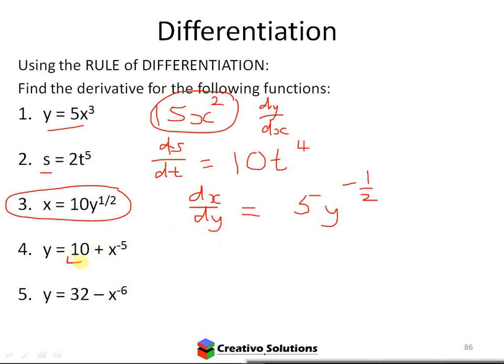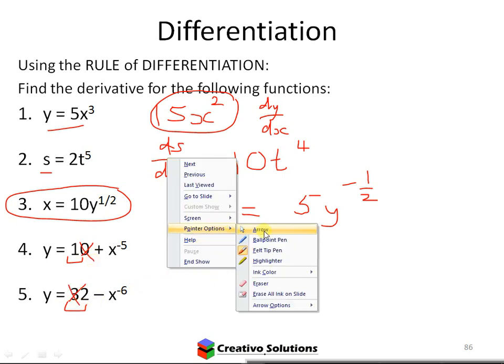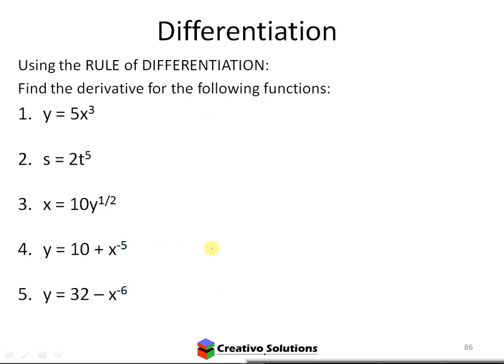Okay, if you have a constant, like we have here, what happens to constants? When you find a derivative, the constants fall away. Okay, so it doesn't matter what constant I have there. The derivative, so dy over dx for this one, will be minus 5x to the minus 6.